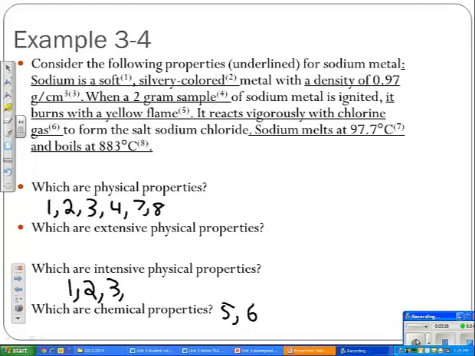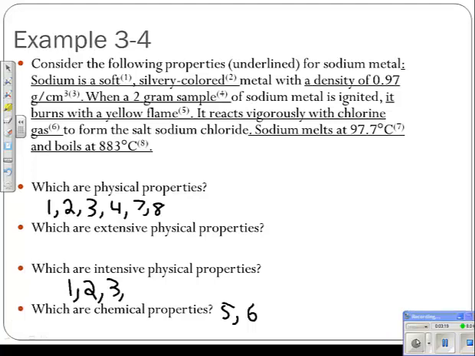Number 4, that's a 2-gram sample. Now I can obviously give a 2-gram sample or a 5-gram sample depending on if I give you more. So that's our first extensive property, number 4. Okay, now it burns with a yellow flame. That was a chemical property, so we're going to skip that one. And it reacts vigorously. Great, that's another chemical property, so we're going to skip that one as well.